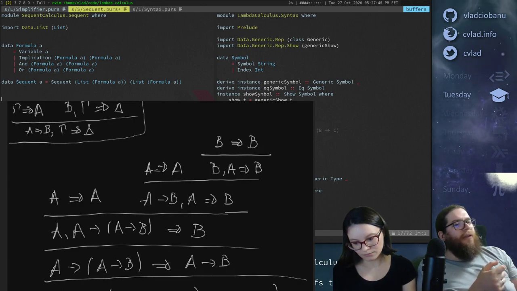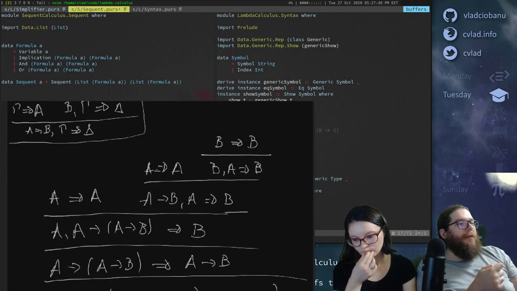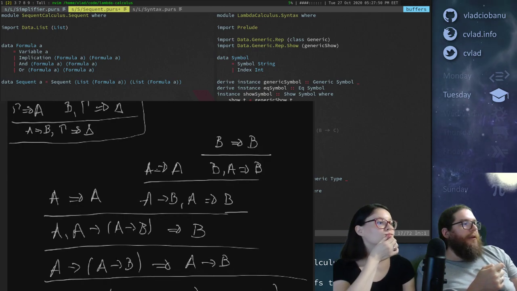So the thing is, I think the A gets copied automatically here and here, right? If it didn't, then you'd need to duplicate it. But yeah, then it gets copied in both places, right?